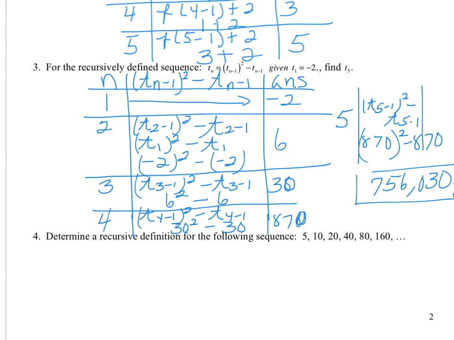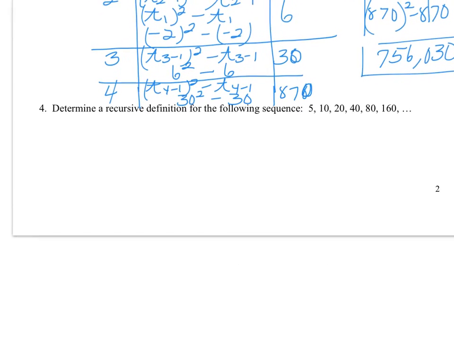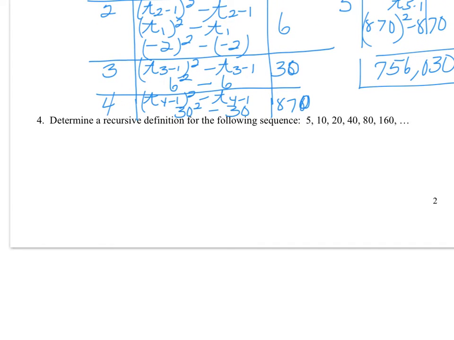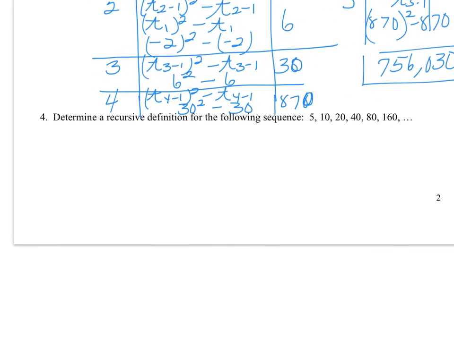Okay, let's take a look at the last problem on this page. Determine a recursive definition for the following sequence. Well, remember, it's a recursive definition, which means we need the first term in order to get the second term. So we have to look at the first term. We know that f sub 1 is definitely 5.